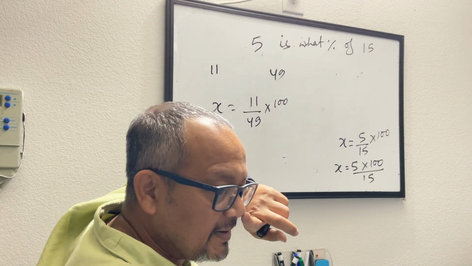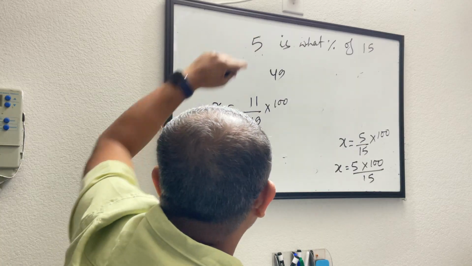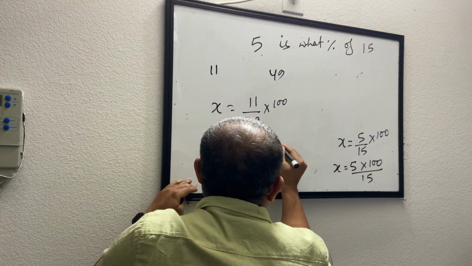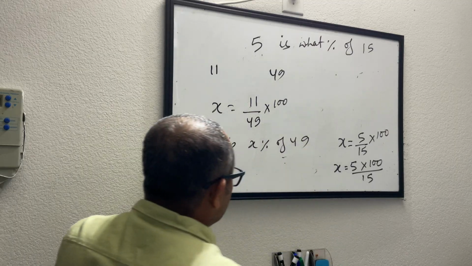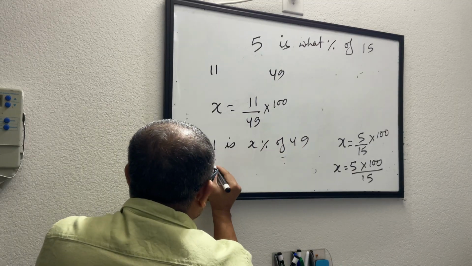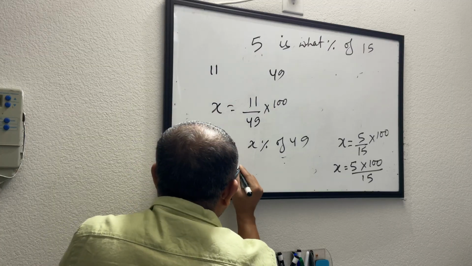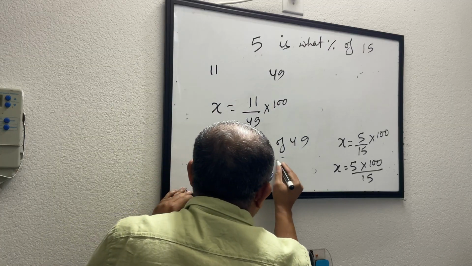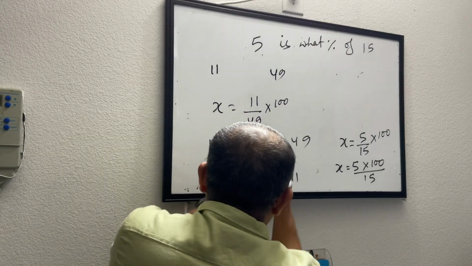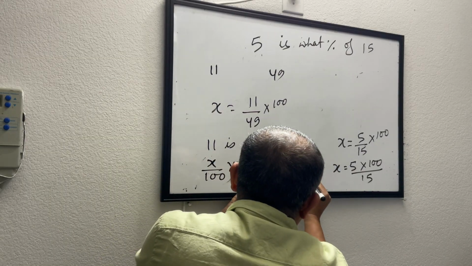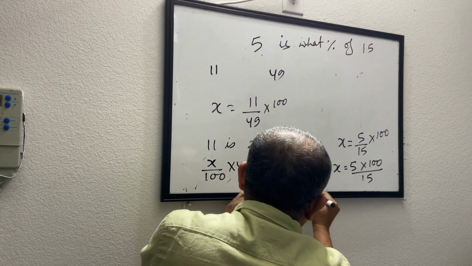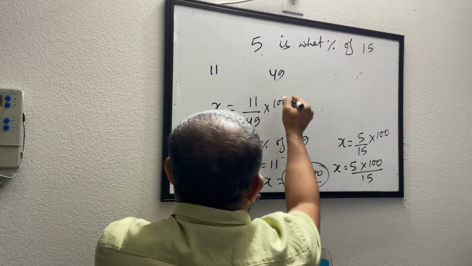Or I can apply the same method. Let's say 11 is X percent of 49. Whatever is easy for you. So X percent of 49 equal to 11. Or X equals 11, 100 goes above. 49 is above, so it comes below. Same thing. This one and this one, same thing.